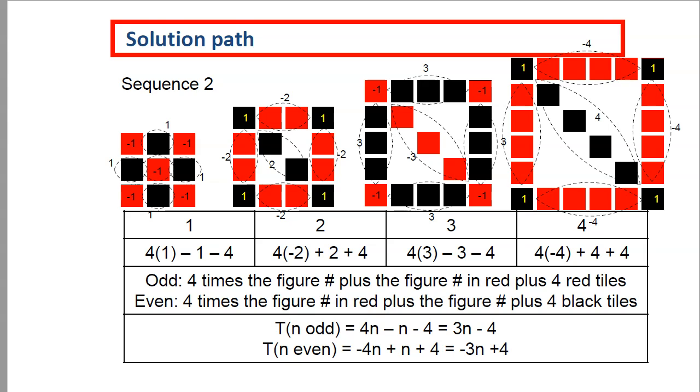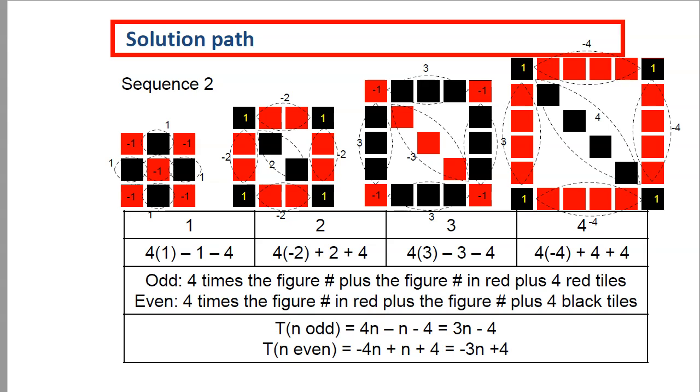So you can see the number count is there. It's 4 times the figure number minus 1 minus 4 for figure 1, and then looking at figure 3, which is also odd, it's 4 times the figure number 3, that's the black tiles, minus 3, that's the 3 red tiles diagonal, and minus 4, that's the 4 corner tiles. And then looking at the even, it's 4 times the figure number minus 2, because those are red, plus 2, that's black, plus 4, those 4 black corners.